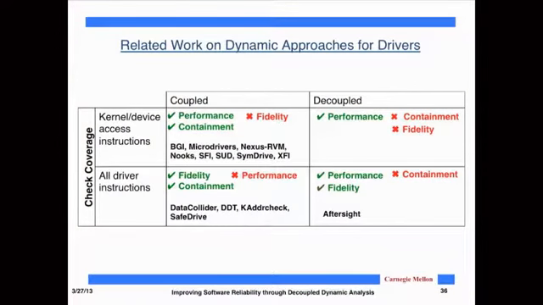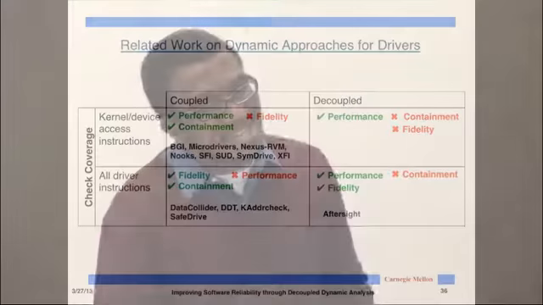Perhaps the most immediate thing to observe is that there's only one prior work that does decoupled checking, and that's AfterSight. And AfterSight provides no containment at all. It doesn't protect anything, let's just put it that way, because it detects the errors after the fact. It has no containment.